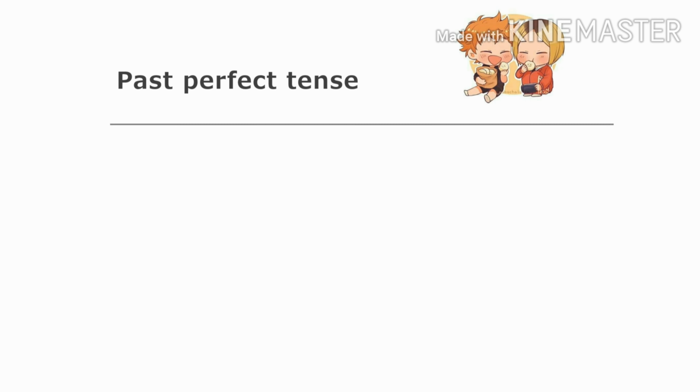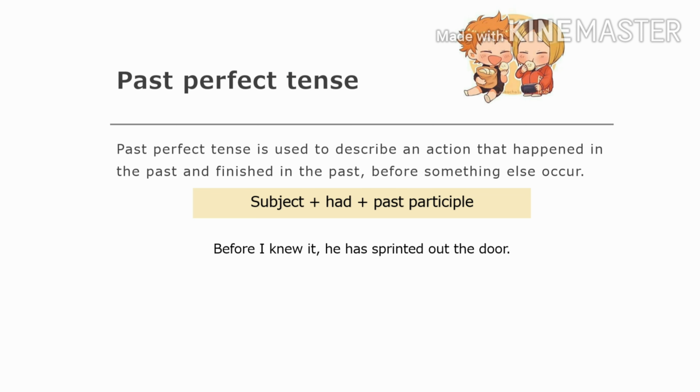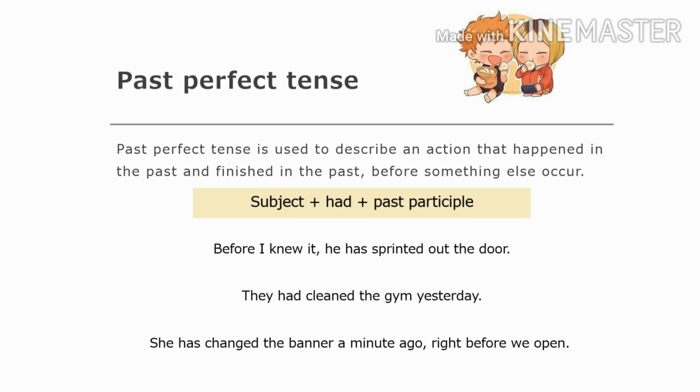First up, past perfect tense. Now the past perfect tense is used to describe an action that happened in the past and finished in the past before something else occurred. The form would be subject plus had plus past participle. Before I knew it, he had sprinted out the door. They had cleaned the gym yesterday. She has changed the banner a minute ago, right before we open. He, they, and she here are the subjects, while three of them would use either has or had. Lastly, sprinted, cleaned, and changed are the past participles.